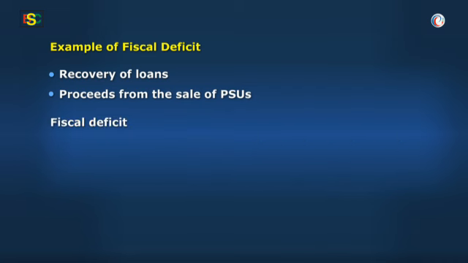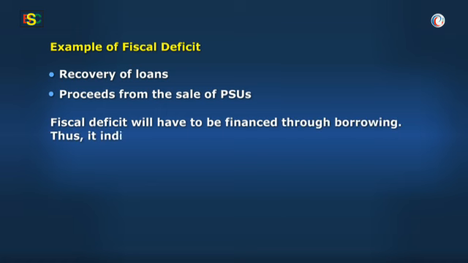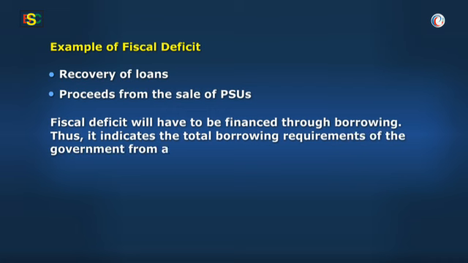The fiscal deficit will have to be financed through borrowings. Thus, it indicates the total borrowing requirements of the government from all sources.